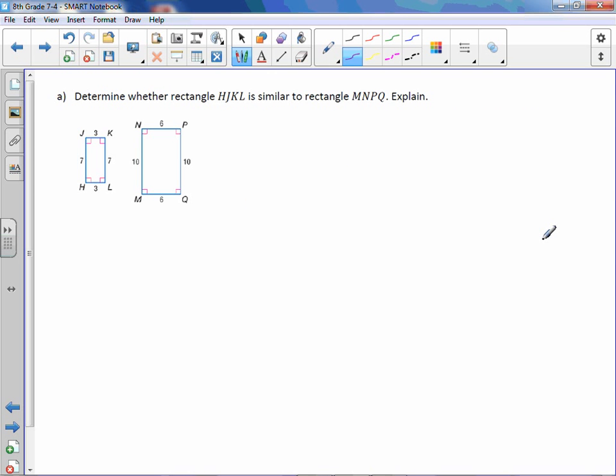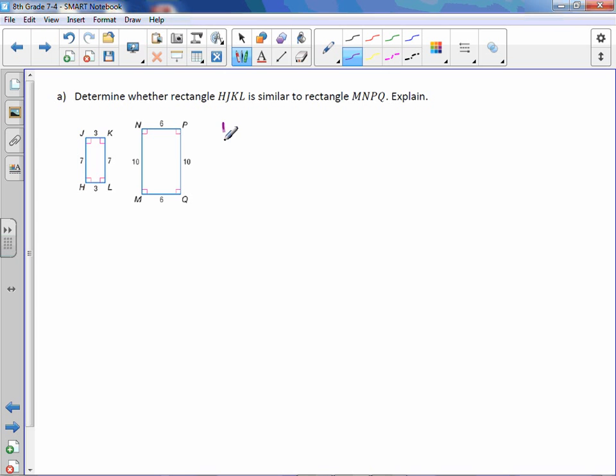So letter A. As we can see here, we have two rectangles. We have HJKL is similar to MNPQ. We need to determine if they're similar and explain why or why not. Now, if we look at both rectangles, they all have right angles. So I know the angles are congruent. So the second criteria is that the sides are in proportion.